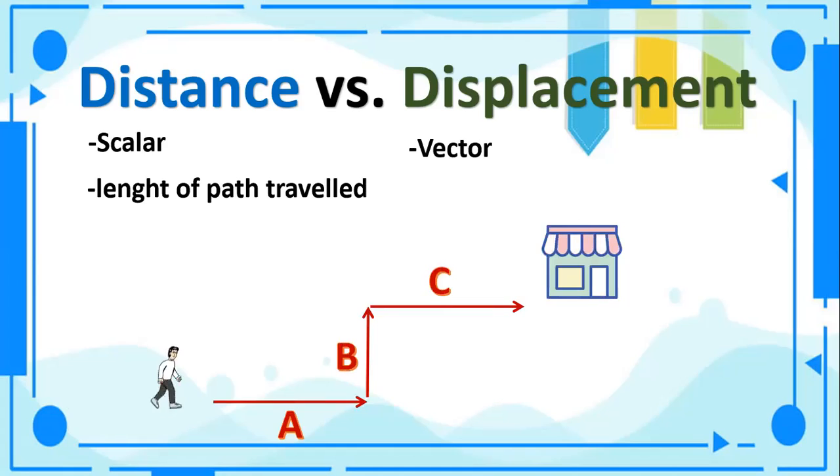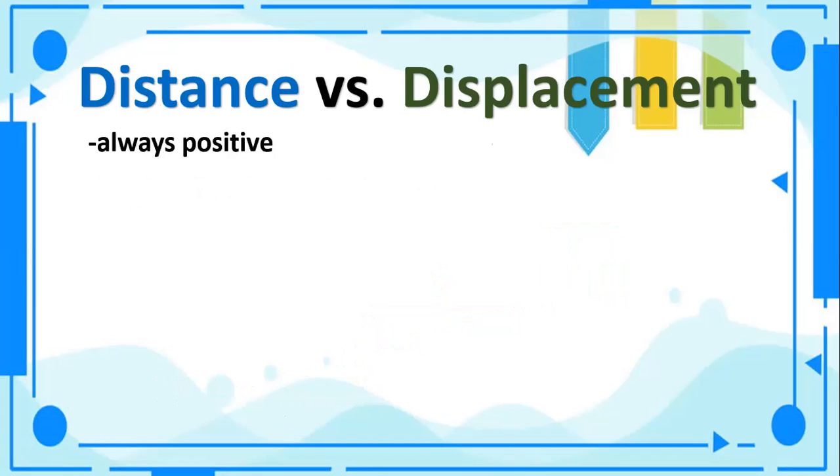Another thing is that distance reflects the length of the path traveled while moving from the initial position to the final position. By the way, the initial position is where an object or body came from, while the final position is the destination of that particular body or object. While displacement reflects the shortest distance between the initial position and the final position.